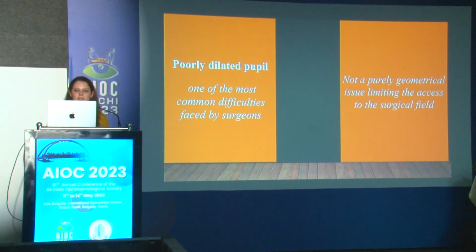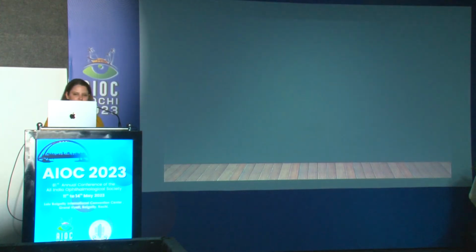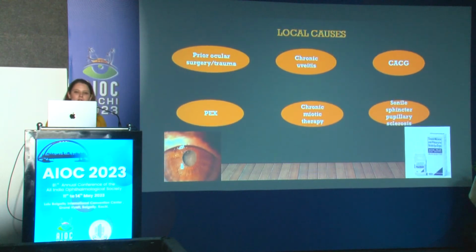It is not just a geometrical issue which limits access to the surgical field, but there are also several factors that affect pupillary dilatation, which cause an increase in the blood aqueous barrier. And we know that when a poorly dilated pupil is present, there will be an increased risk of post-operative inflammation. Some of the common causes are prior ocular surgery or trauma, chronic uveitis, chronic angle closure glaucoma, where the patient is on chronic miotic therapy and we have to start mydriatics 3 weeks prior to the surgery, pseudoexfoliation syndrome, and senile sphincter sclerosis.